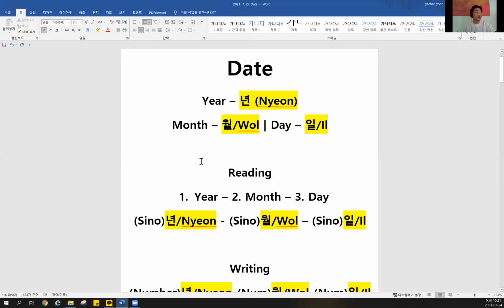Okay, so how to read it? For the reading, we use the Sino version. You guys know what the Sino version is, right? Sino version is based on the Chinese pronunciation. So Sino plus 년, Sino plus 월, and Sino plus 일. This is how we read it.